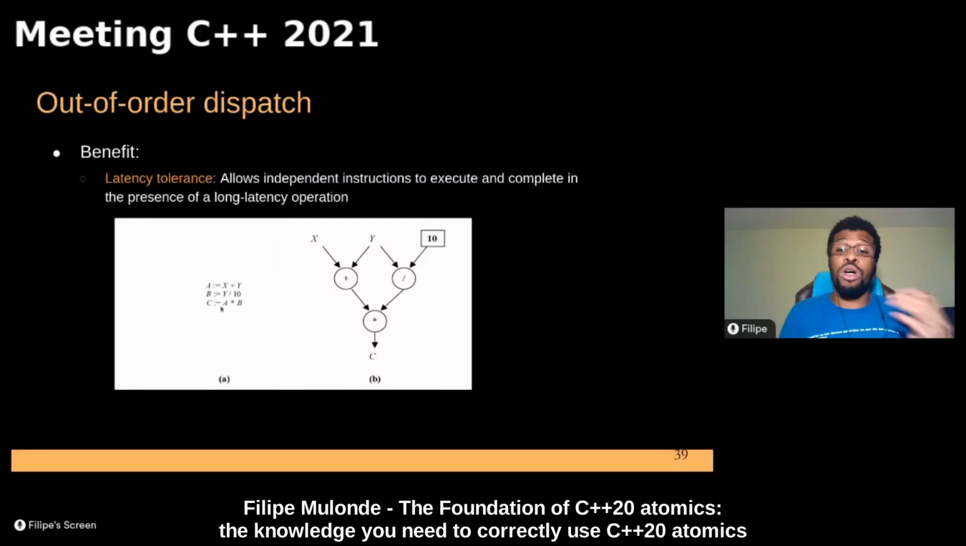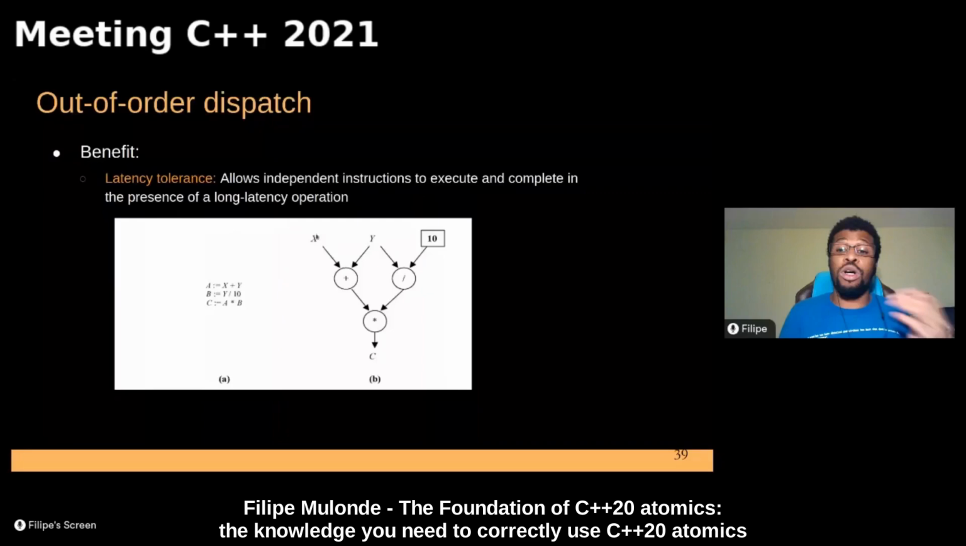We think computers execute instructions in order. The first instruction is the computation of x plus y, the second is the division of y by 10, and then the third instruction is a times b. When we see a program like that, we think that the processor will execute the first instruction, then the second, and then the third instruction. Well, but modern high performance processors are restricted data flow machines.